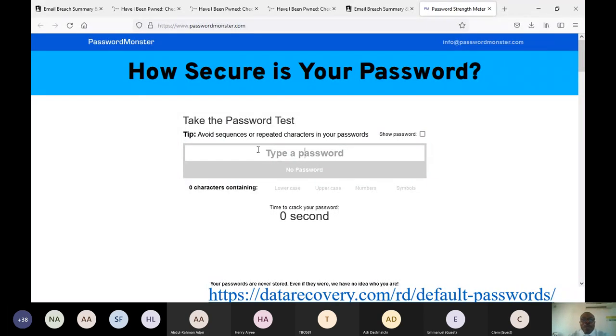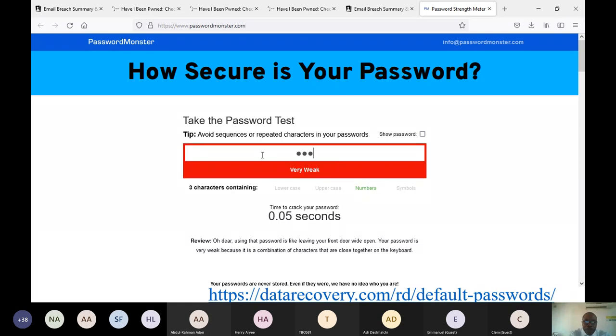So for this one, I'm also going to type the password that I use. As you continue typing your password, it gives you feedback on it. So this is my personal password, and the feedback I'm getting is very strong. It's a very strong password, and you would require a million years to crack it.